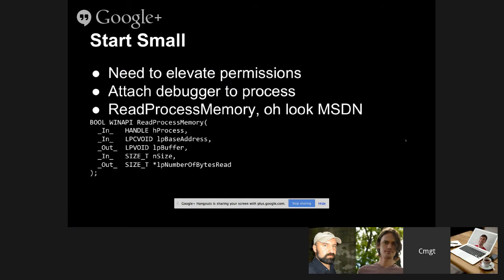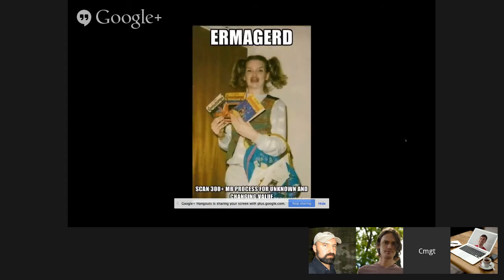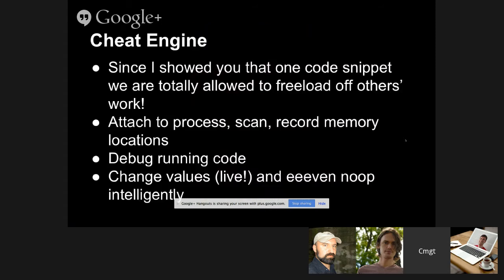You need to first get permissions to be able to read memory from a process. You need to attach the debugger. Very similar, honestly, to PDB. I know we all love that, but it's pretty much the same thing. ReadProcessMemory, on MSDN, it's all documented. But you'd use ReadProcessMemory and we have to scan hundreds and hundreds of megabytes for stuff that we don't know about. Unknown and changing values. Gross.